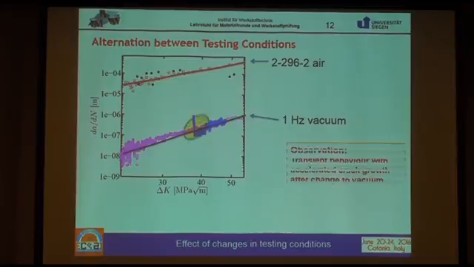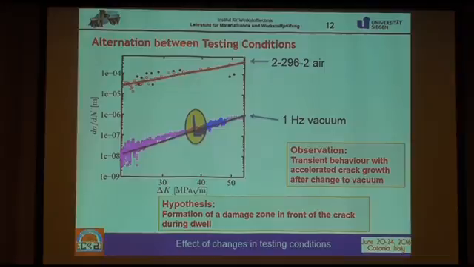And most important here is, of course, that we found a transient behavior with an accelerated crack growth after the change to vacuum. And this simply means there is obviously a damage zone formed ahead of the crack tip during the tests in air, and this damage zone is responsible for the accelerated crack growth rate after the change to vacuum. There is some oxygen in the grain boundaries, and the crack first had to propagate through this damage zone, and this is done in a very fast way.